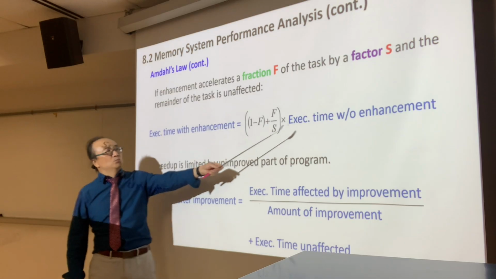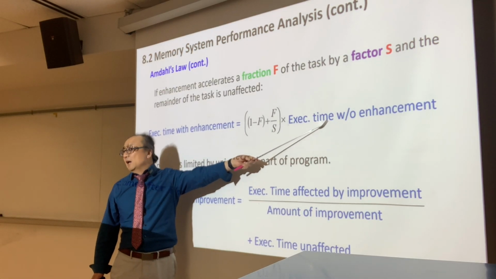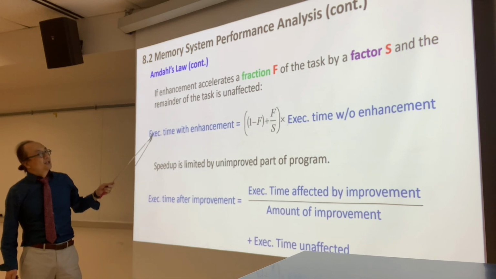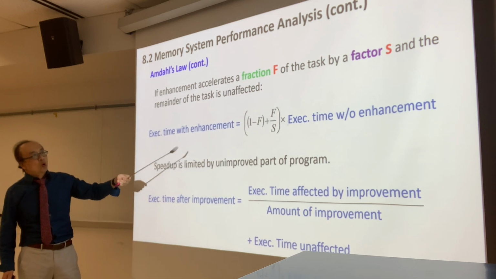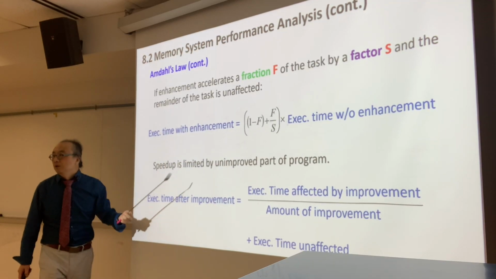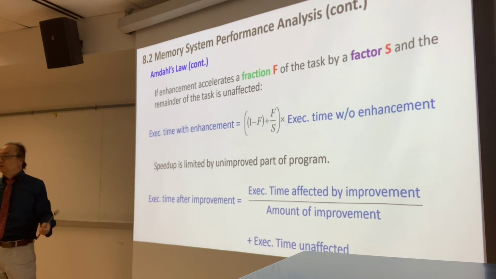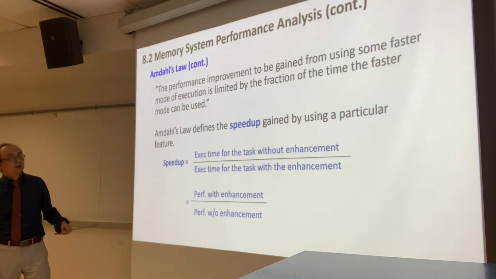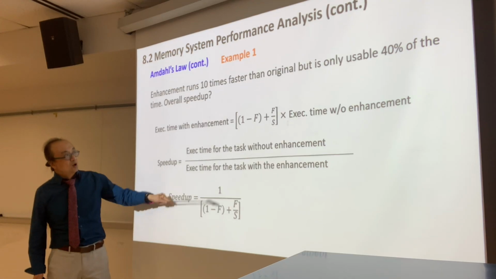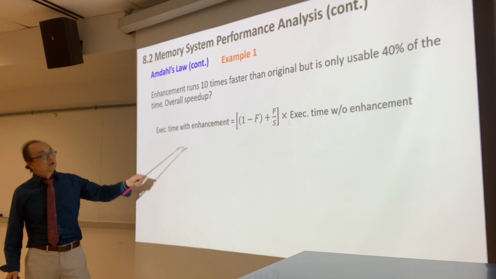So if we divide both sides by execution time without enhancement, then execution time with enhancement over execution time without enhancement is this, right? But that's not speed up, that's 1 over speed up. Therefore, the speed up is going to be 1 over this fraction. So we'll come back to that.